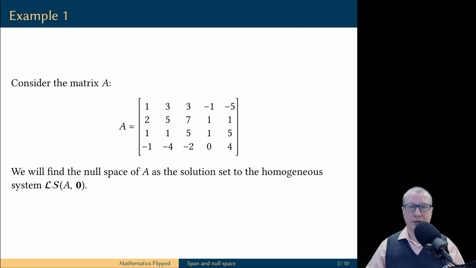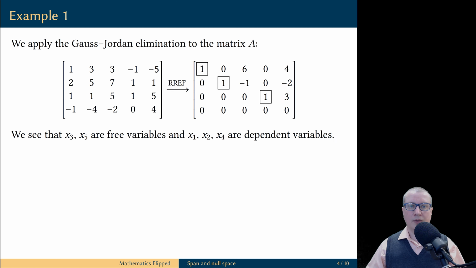So we are given a matrix A and we would like to compute its null space. We know that the null space of the matrix A is the solution set to the homogeneous linear system with A as the coefficient matrix. When solving a homogeneous linear system, it is sufficient to reduce only the coefficient matrix because the last column, the vector of constants, the zero vector, will always remain the zero vector no matter what row operations you apply. So this is what we do in this case.